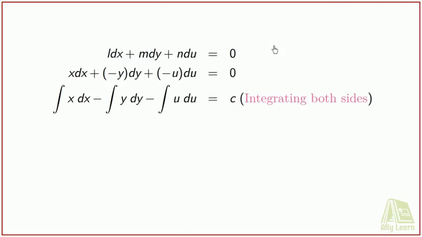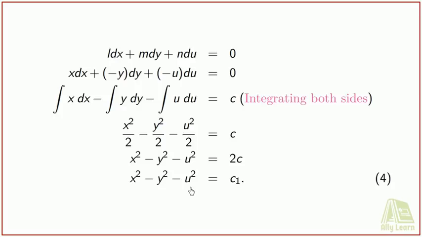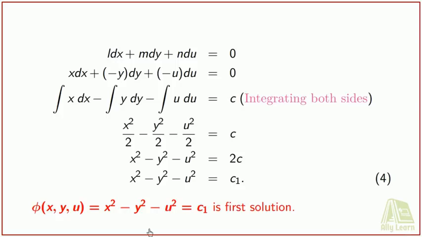On the right hand side, this c is the constant of integration, and on integrating these expressions we get this expression. Now just manipulating it to make it in a simple form, we do these calculations, and this 2c we are writing as a constant c1, because c is a constant, so c1 equals 2c is also a constant. Now this is my first solution that I'll be naming as phi. So phi equals x square minus y square minus u square equals c1 is my first solution.